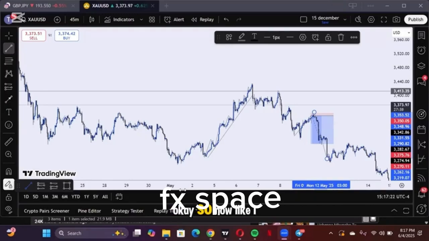Okay, so now, like I said, the three ways that market makes its movement: either market is trending to the upside, or is trending to the downside, or is ranging. These are the only three ways that market makes its movement. So that is basically the introduction to market structure.